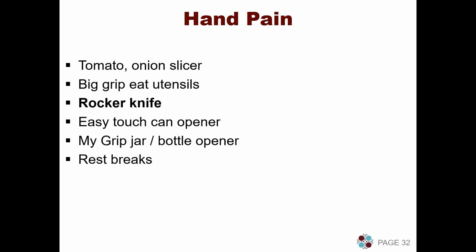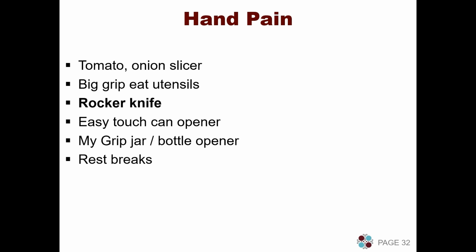Big grip eating utensils, a rocker knife, which I have mentioned before. Essentially, a rocker knife is a round blade with a large, thick handle, making it easier to grasp. And this can increase stability and can be ideal for someone with functional use of one hand, an individual with hand pain. So I know I put it under the hand pain list, but really a lot of these can cross over. So just keep that in mind.